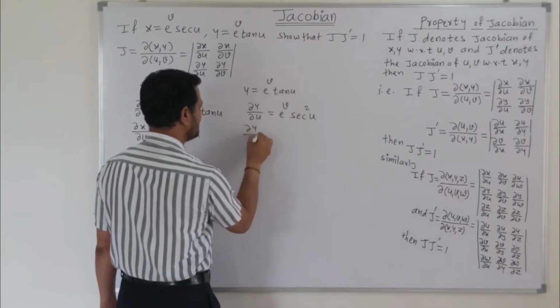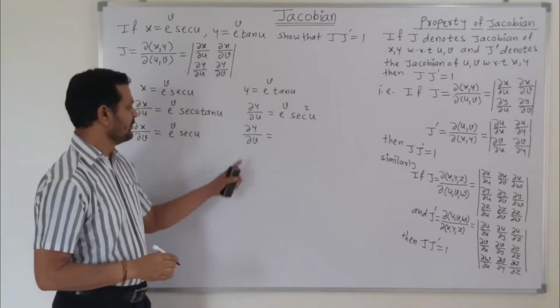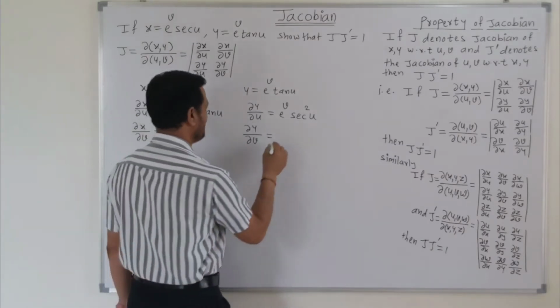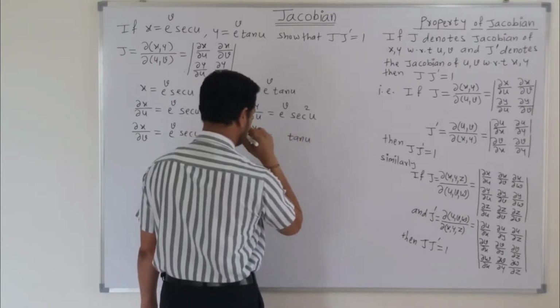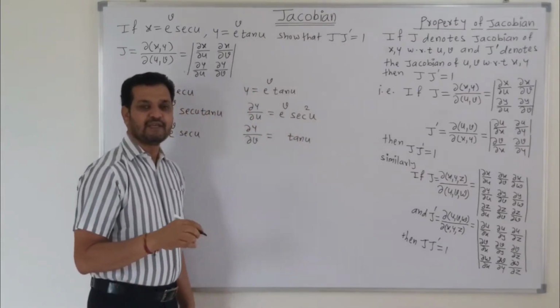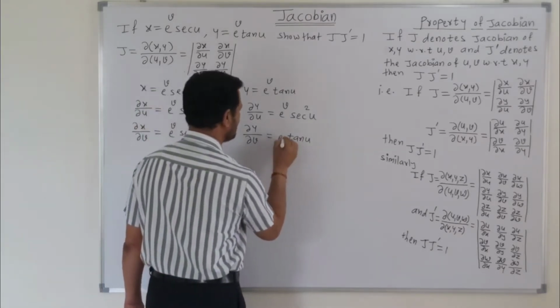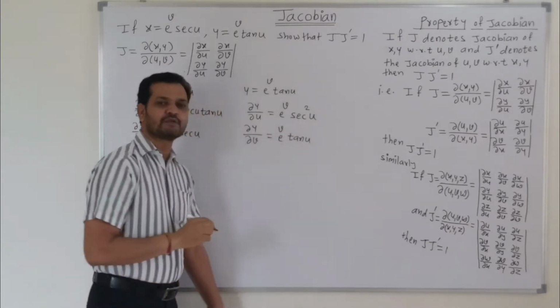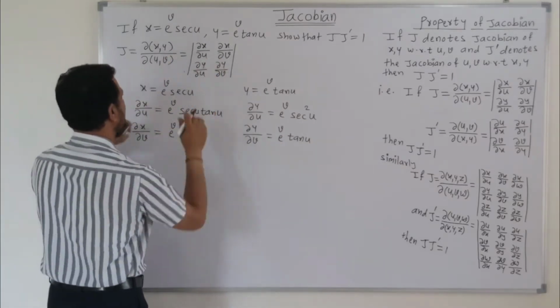Similarly, find the partial derivative of y with respect to v. When we take the partial derivative with respect to v, the value of tan u is constant. Then again, the derivative of e raised to x is e raised to x according to that formula, so the partial derivative of e raised to v is e raised to v. So in this way we get the derivatives. Put all these values in this equation.